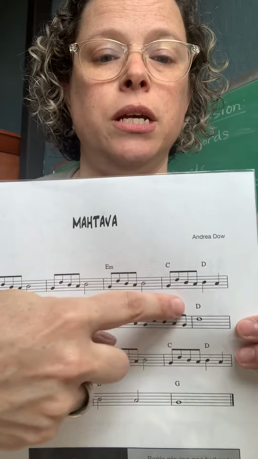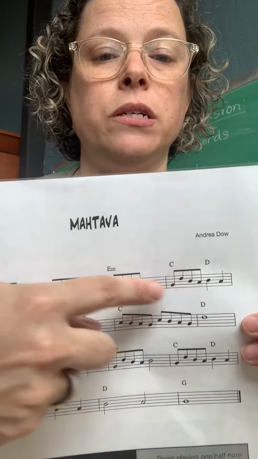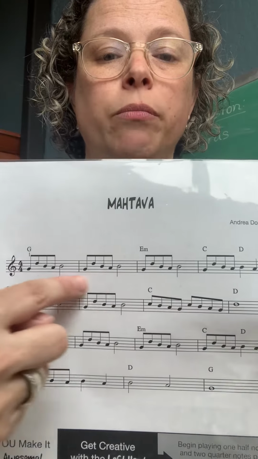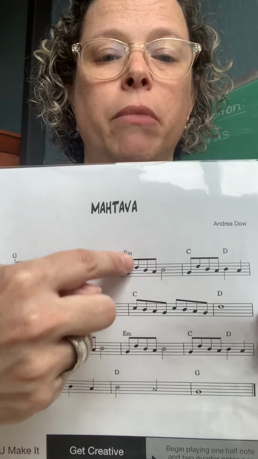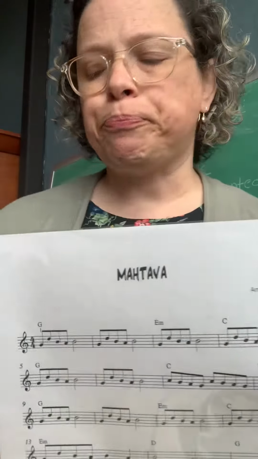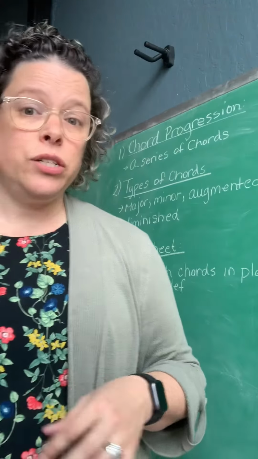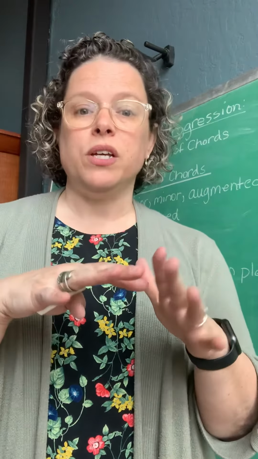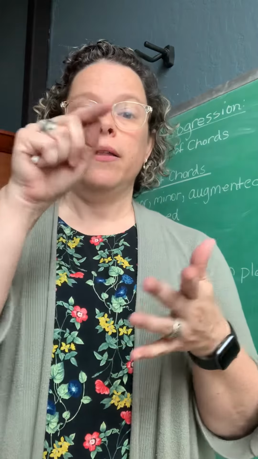Notice here I change in the measure. It's not just at the beginning of the measure. Here, I use this G chord for 2 full measures, and then I change to E minor when I cross over the bar line. On occasion, you'll see just actual lyrics written out, no printed music at all. It's just the words of the song and the chord written above it.